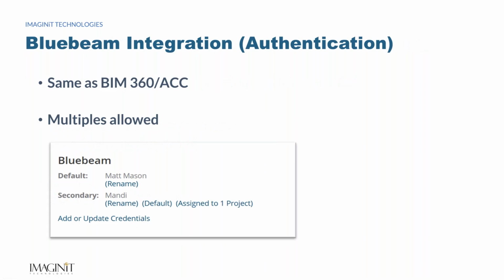We've added Bluebeam integration this year, and the Bluebeam integration works exactly like BIM 360 and ACC. When you need to authenticate, you go to the server settings authentication area and you add an authentication via OAuth. It launches a separate page with a login for Bluebeam, and then it adds it to our list. You can have more than one. As you see here, I've got 2 people authorized in Bluebeam for our server.